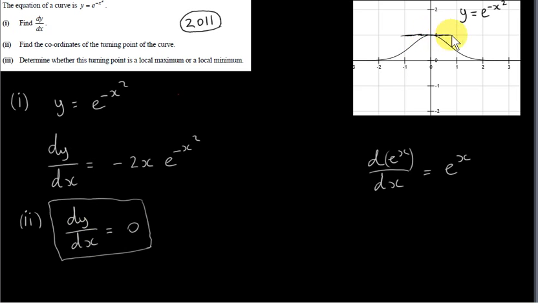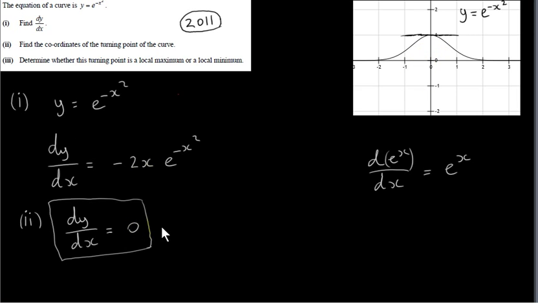at x equals 0 we have a turning point because the tangent to the graph at x equals 0 is a horizontal line, which means its slope is 0. So dy dx is the slope of a tangent. We put it equal to 0 and we solve, and hopefully we will get x equals 0.